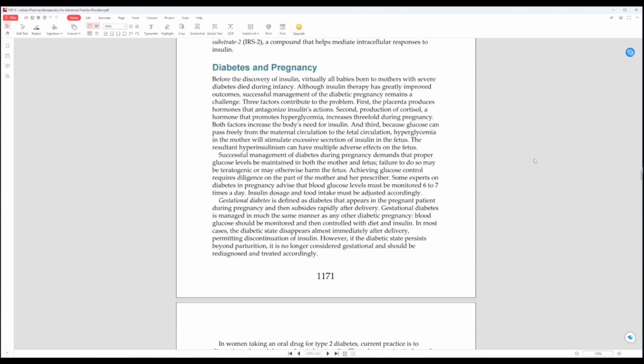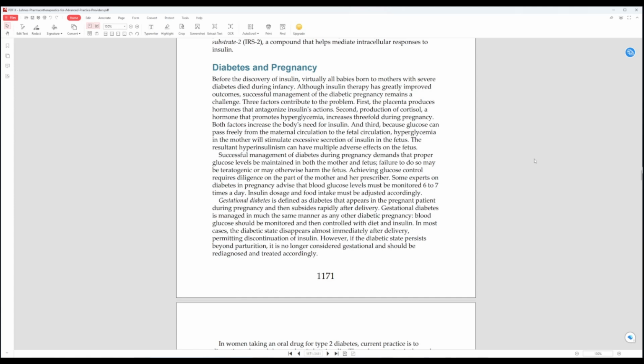So, diabetes and pregnancy. Before the discovery of insulin, virtually all babies born to mothers with severe diabetes died during infancy. Although insulin therapy has greatly improved outcomes, successful management of a diabetic pregnancy remains a challenge. Three factors contribute to the problem. First, the placenta produces hormones that antagonize insulin's actions. Second, the production of cortisol, a hormone that promotes hyperglycemia, increases threefold during pregnancy. Both of these factors increase the body's need for insulin.